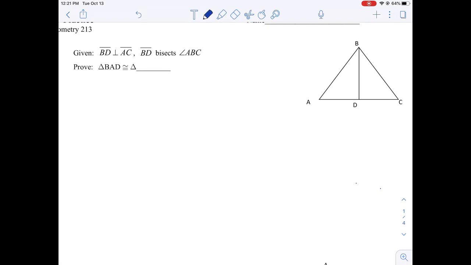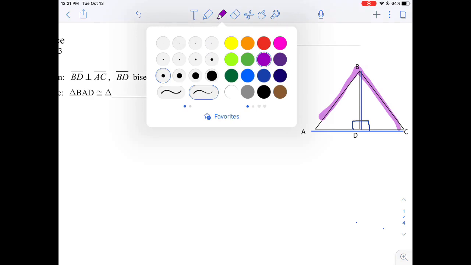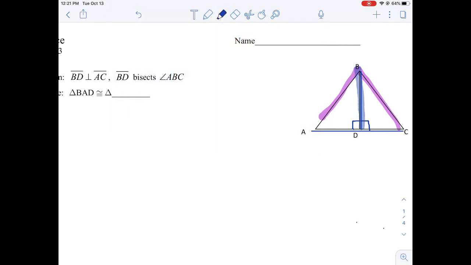So in this one, we're given perpendicular. BD is perpendicular to AC. So I'm going to mark that perpendicular here. So here's BD perpendicular to AC. So remember, the perpendicular is going to give us right angles. Okay. And then we also know that BD bisects ABC as a given statement. So bisecting means cutting in half. So this angle at the top is cut in half by the blue line. Let me make it a blue line here. So this blue thick line cuts in half the angle that is the purple angle. So if that's true, then we can mark this angle here congruent to that angle there.